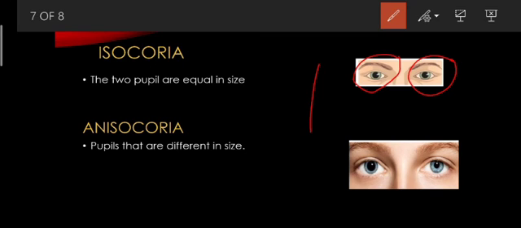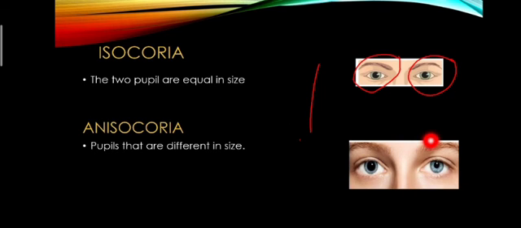But in this image we can see that the right eye pupil is basically normal in size, but the left eye pupil is not normal in size. It is slightly bigger than the right eye, and this condition is known as anisocoria.